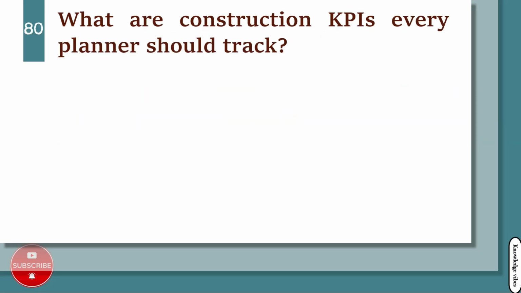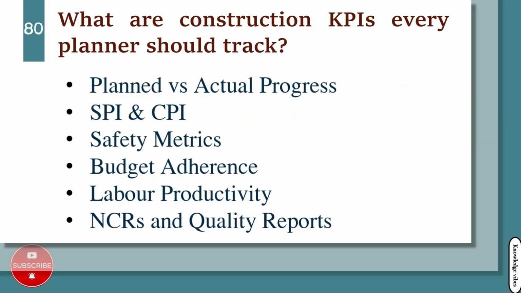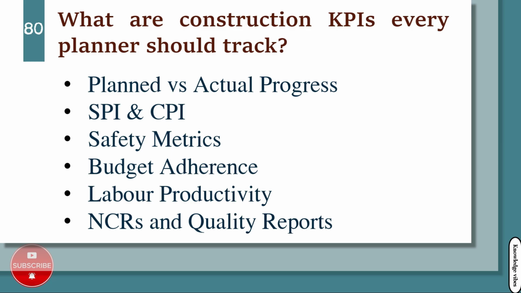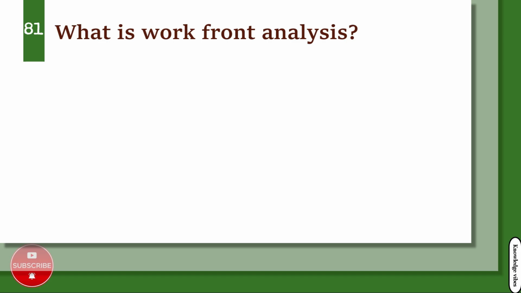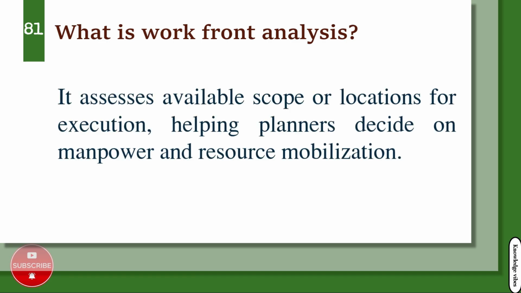What are construction KPIs every planner should track? Planned vs actual progress. SPI and CPI. Safety metrics. Budget adherence. Labor productivity. NCRs and quality reports. What is workfront analysis? It assesses available scope or locations for execution, helping planners decide on manpower and resource mobilization.